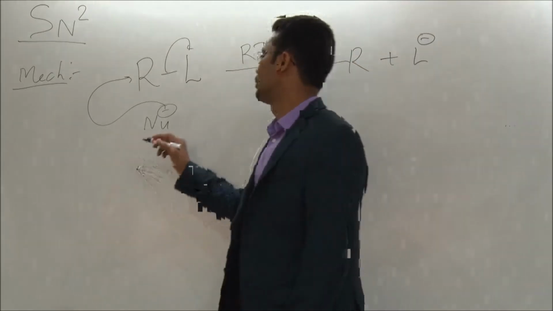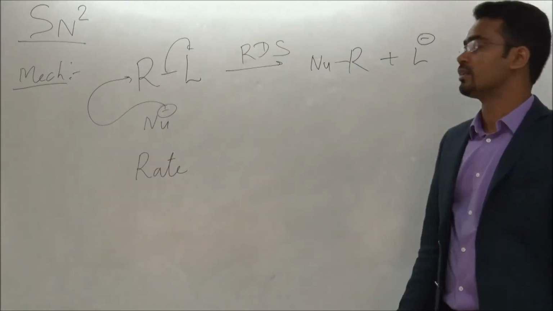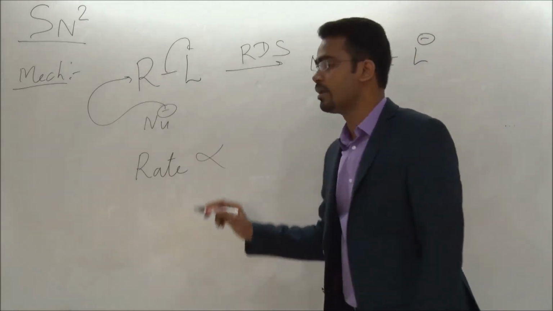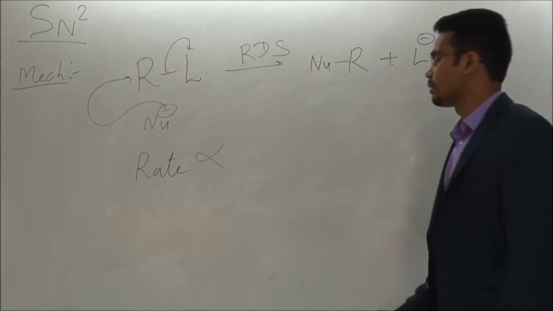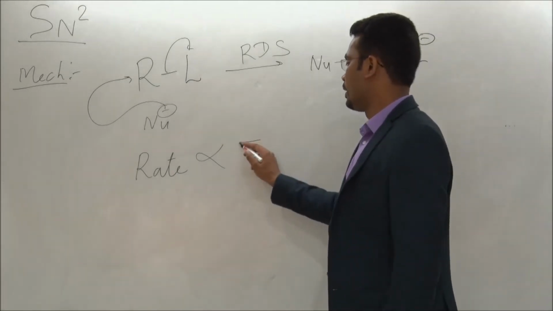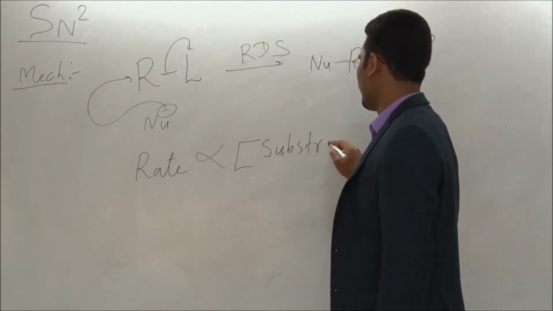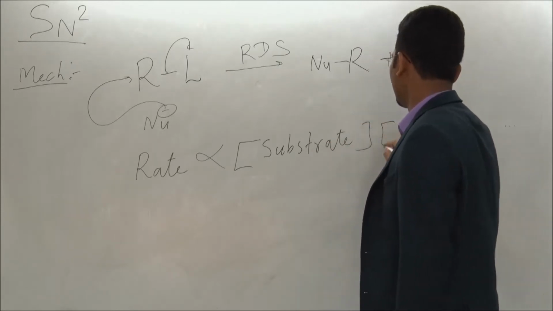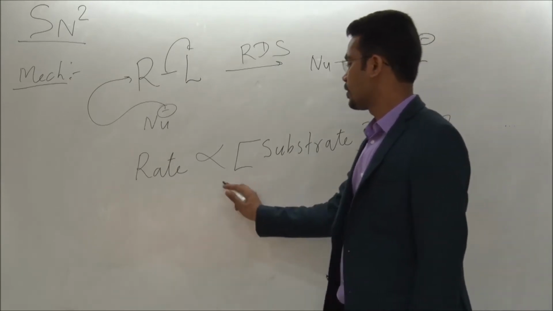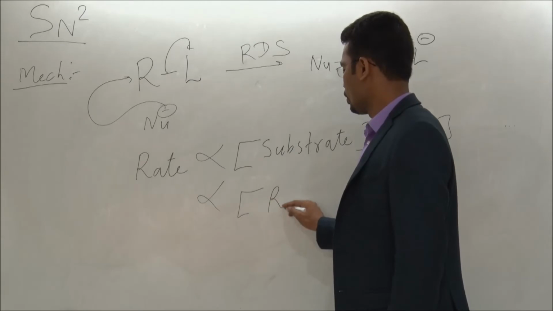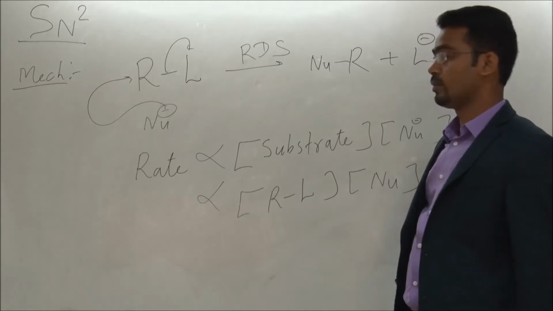Now, tell me the rate of reaction. The rate of reaction is always determined by the rate determining step. It is a single step reaction. Therefore, the rate will be directly proportional to the concentration of substrate and nucleophile. And here the substrate is R-leaving group, and the nucleophile.